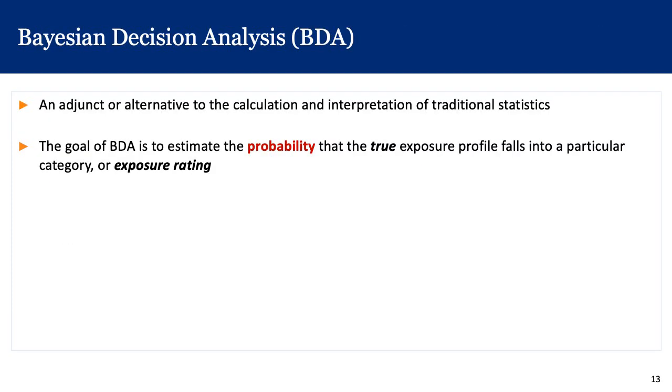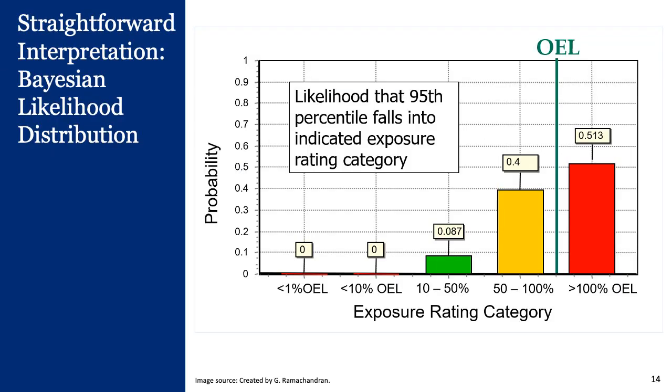So Bayesian decision analysis is an adjunct or an alternative to the calculation and interpretation of traditional statistics. The goal of BDA, or Bayesian decision analysis, is to estimate the probability that the true exposure profile falls into a particular category or exposure rating. And it has a very straightforward interpretation. The OEL is located such that category 4 exceeds the OEL. The other three categories do not exceed the OEL.